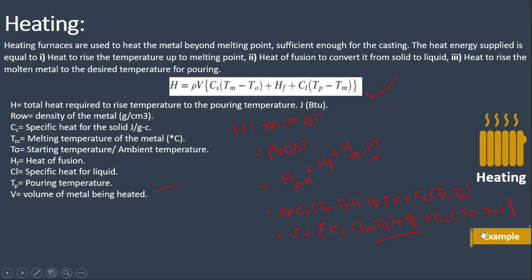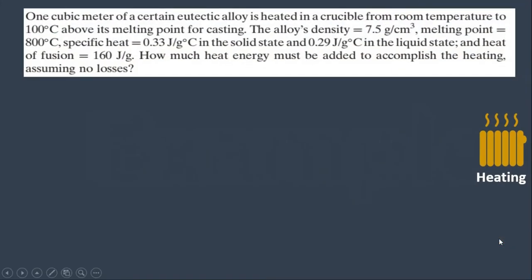So let's check out the example. What it says is, 1 cubic meter of a certain eutectic alloy. What is a eutectic alloy? We will discuss that when we discuss solidification. So 1 cubic meter of a certain eutectic alloy is heated in a crucible, which is a kind of furnace used to heat the melting material.